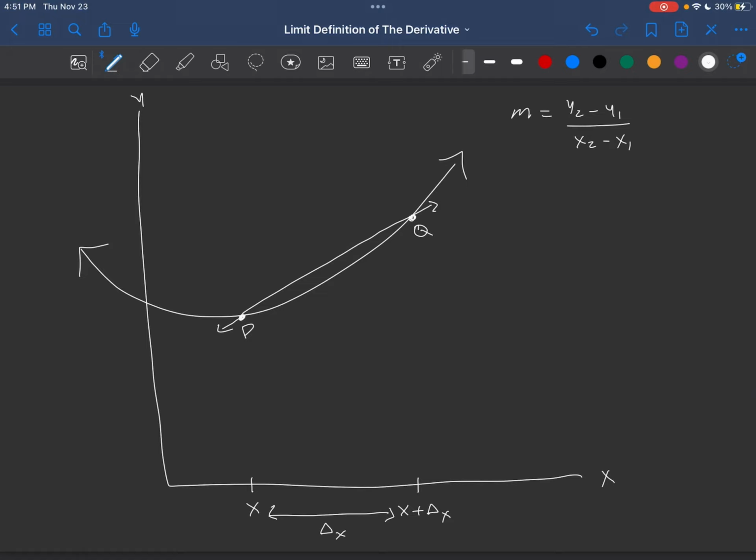where the distance between x and x plus delta x is, of course, delta x. And then the y coordinate for the coordinate pair that corresponds to point P could be denoted as f of x, and the y coordinate for the coordinate pair that corresponds to point Q could be denoted as f of x plus delta x. So now think about this here. We have our two coordinate pairs. The first one is x comma f of x, and the second one is x plus delta x comma f of x plus delta x.